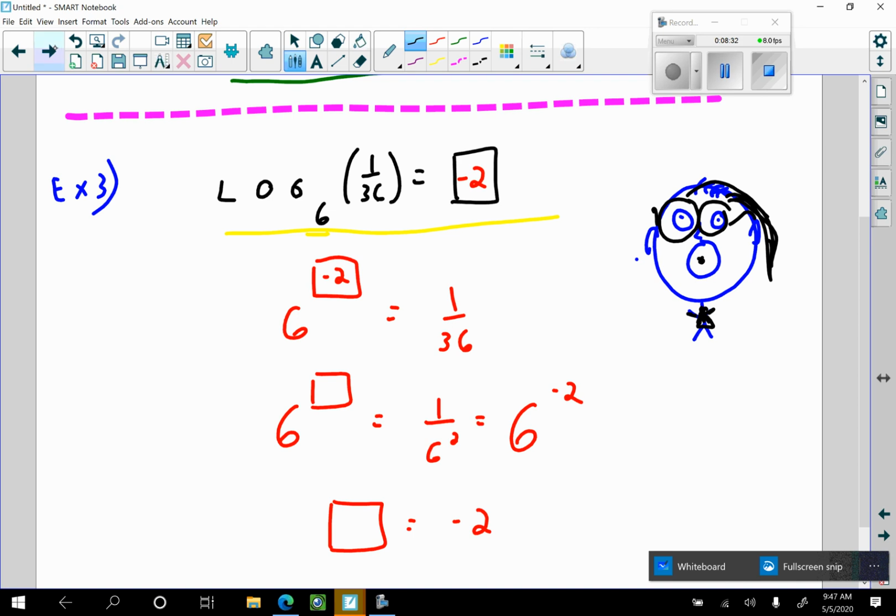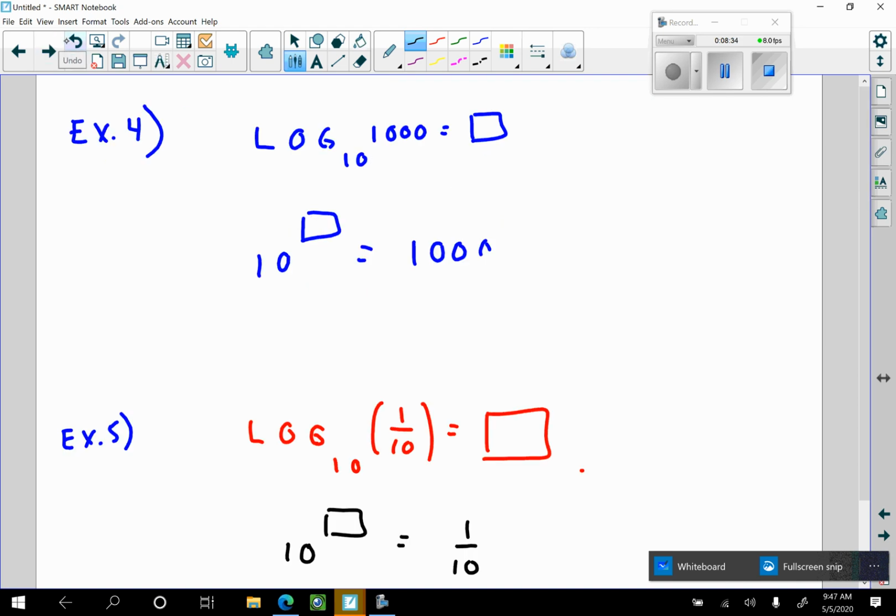All right, let's do another example here. Log base 10 of 1,000 is equal to box. What does that mean? By my definition of a logarithm, that means 10 to the box is 1,000. Hey, 10 to what power is 1,000? Well, we know 1,000 is 10 cubed. So what's box? Box is 3. Okay, 10 cubed is 1,000.